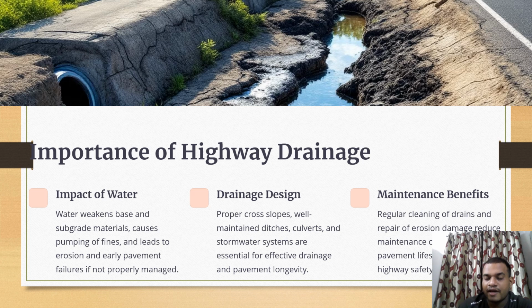Third one, maintenance benefit. Regular cleaning of drains and repair of erosion damage reduce maintenance cost and also increase pavement life and highway safety.